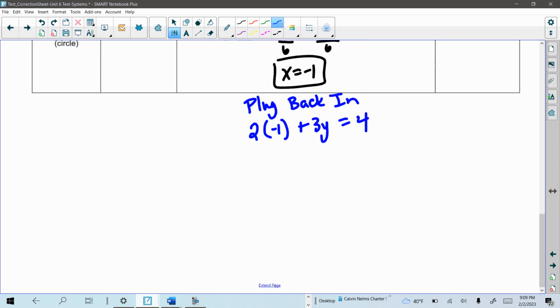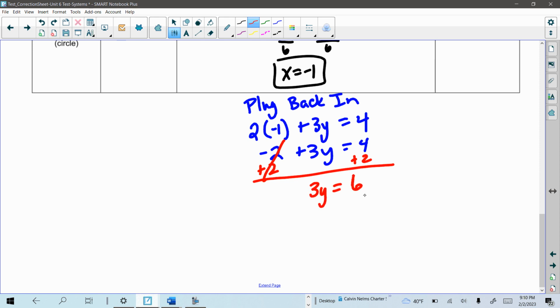So when I do this, I have a negative 2 plus 3y equals 4. To solve for y, I have to add the 2 to both sides to eliminate that negative 2 and isolate the 3y. My 3y is now going to equal 6. And then I'm dividing everything by 3. So y here is a positive 2. So your solution was negative 1, comma 2.